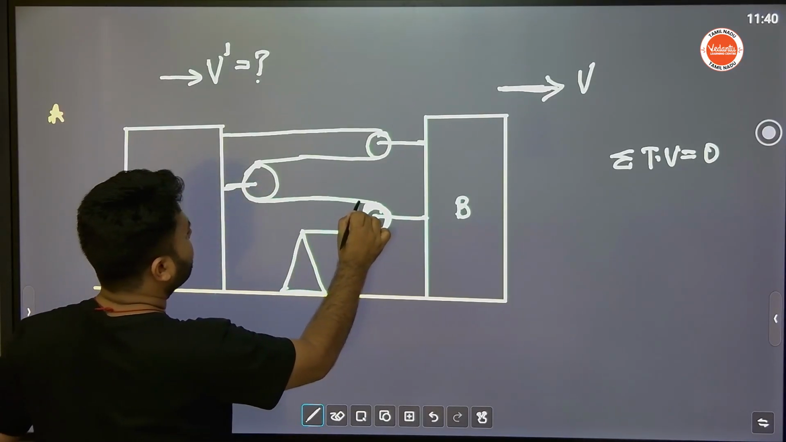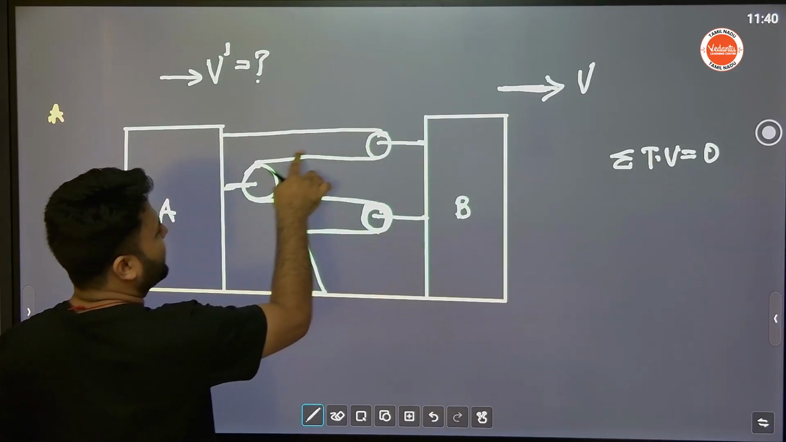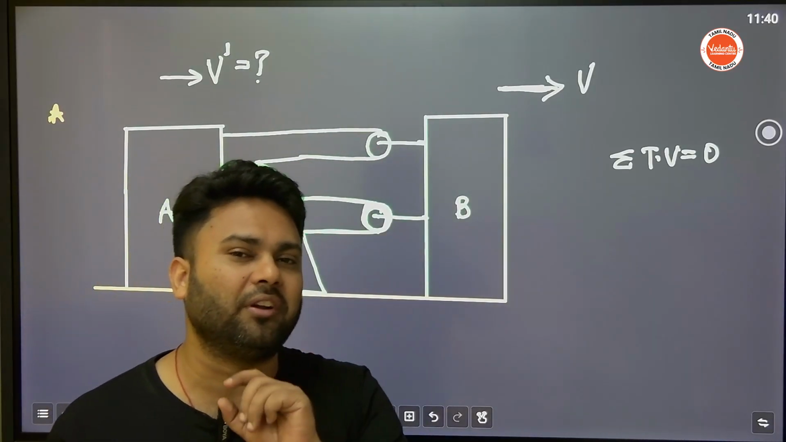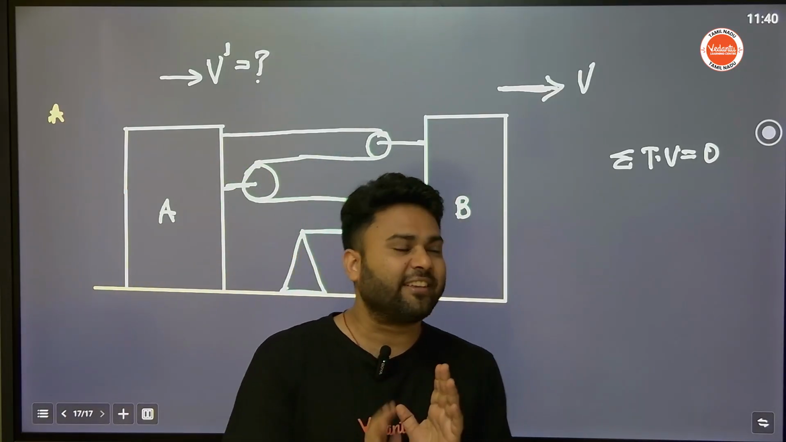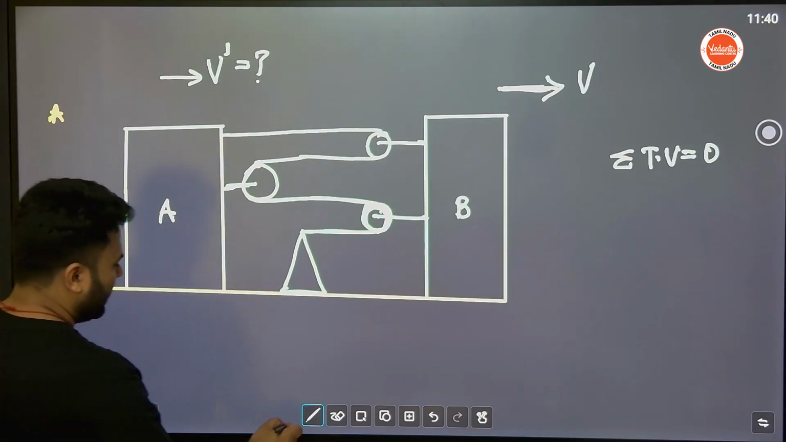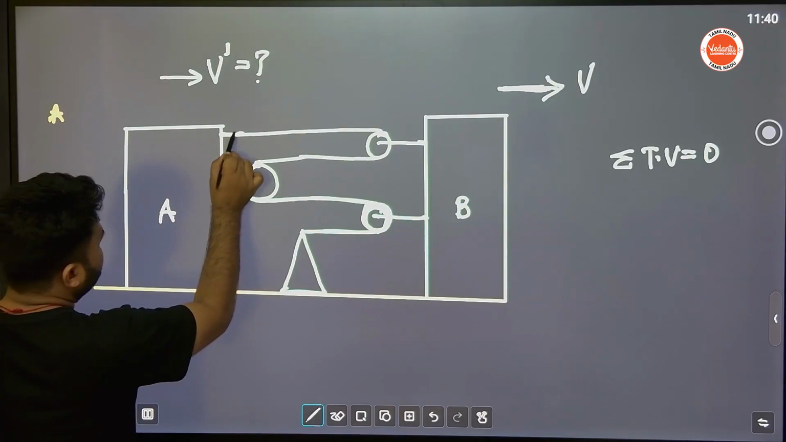Again it is going like this. So this is a single string, that you should understand. This is a single string, and what I told, same string, same tension. So see, if I write like this, for this block, tension will act away.